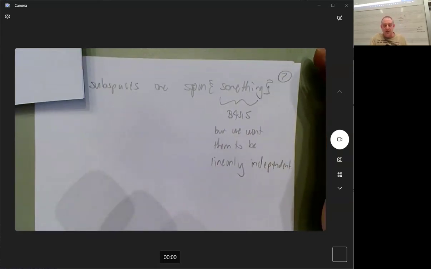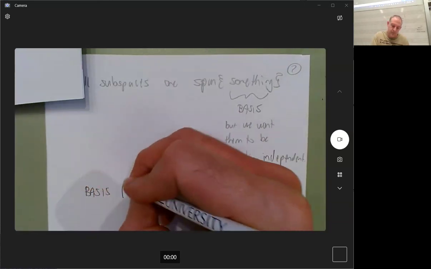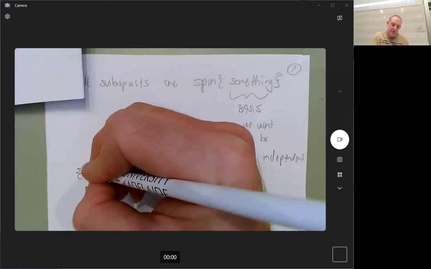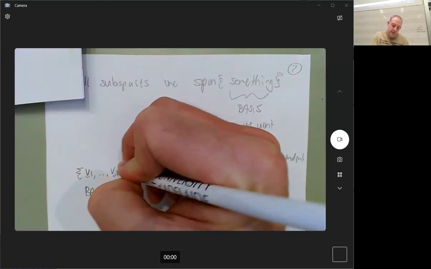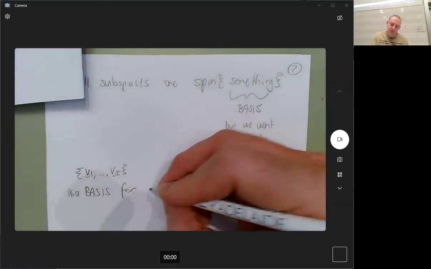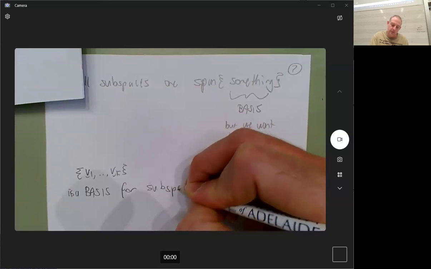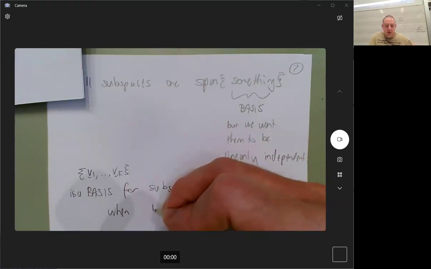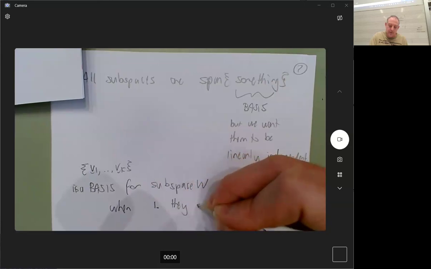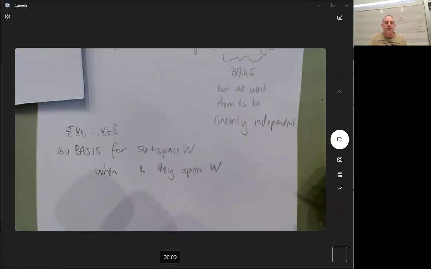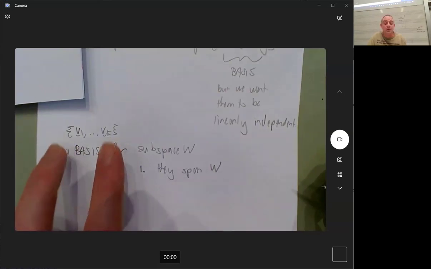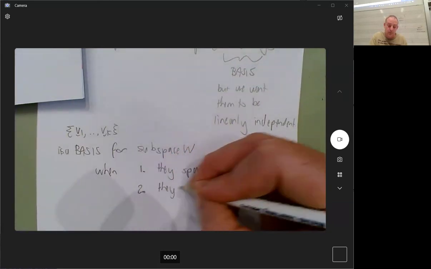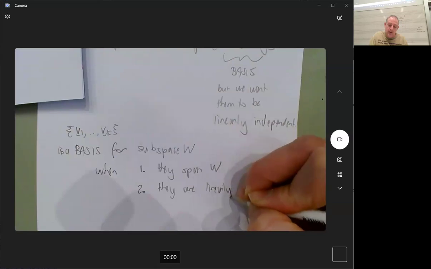So the definition of a basis: the vectors v1 up to vk is a basis for the subspace W when, rule number 1, they span W, which is short for saying W is the span of those vectors, which means that every vector in W can be made as a combination of those things. And 2, they are linearly independent.